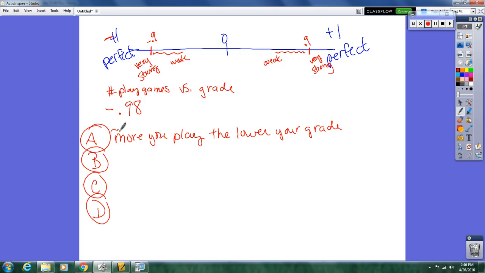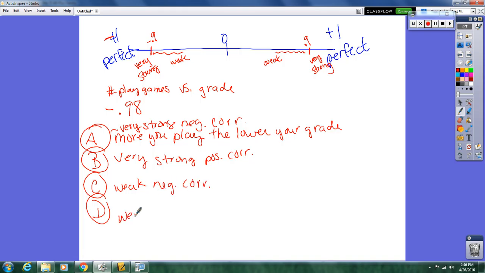A might say there's a very strong negative correlation. B might say a very strong positive correlation. Then it might say a weak negative or a weak positive. And the only thing you have to know is that the closer it is to negative 1 and 1, the better it is. So just by knowing that negative 0.98 is a really strong negative, you've got your answer.